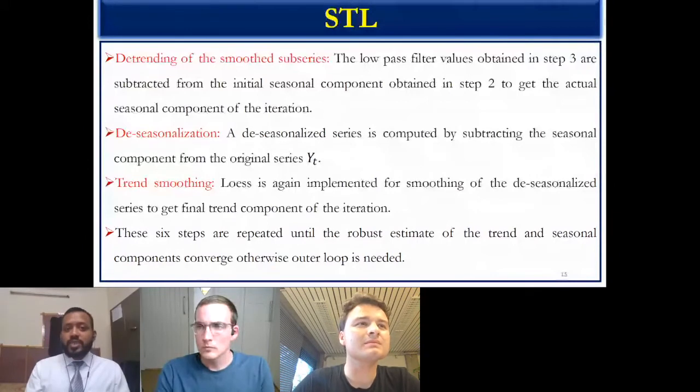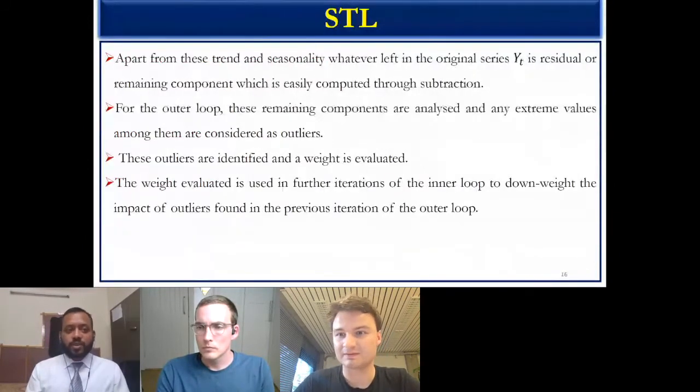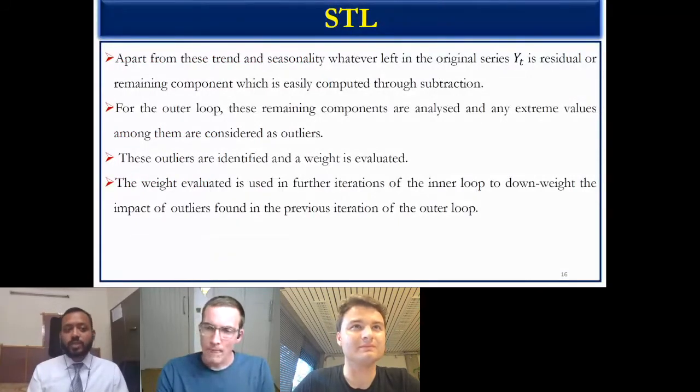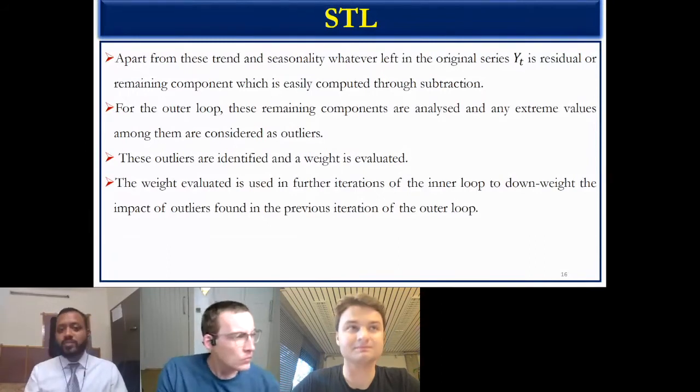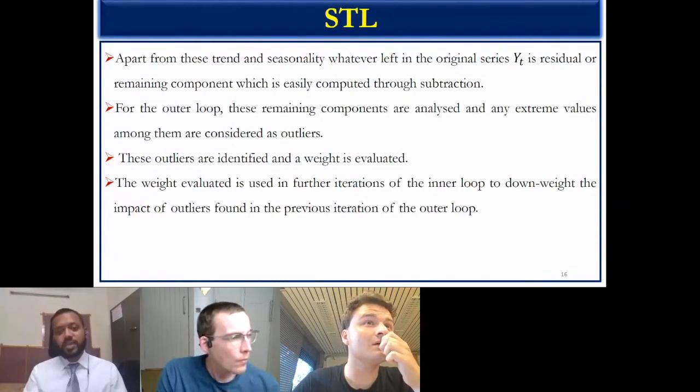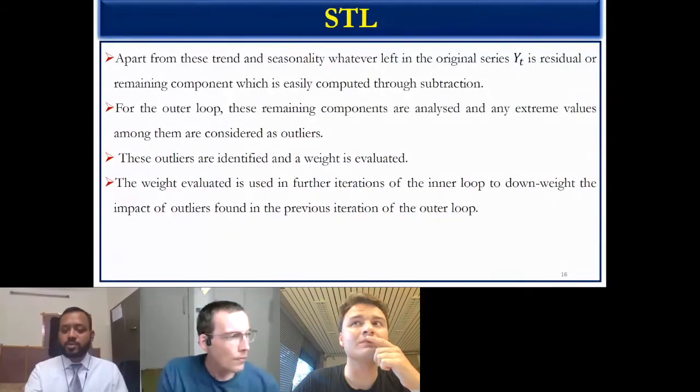Apart from this trend and seasonality, whatever is left in the original series is the residual. For the outer loop, these remaining components are analyzed and any extreme values or outliers among them are considered. These outliers are identified and a weight is evaluated. The weight evaluated is used in iterations of the inner loop to downweight the impact of outliers found in the previous iteration of the outer loop.